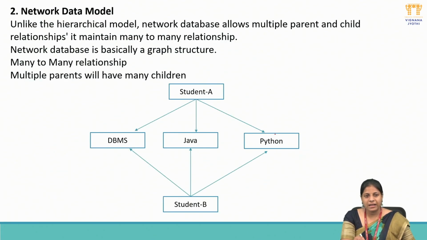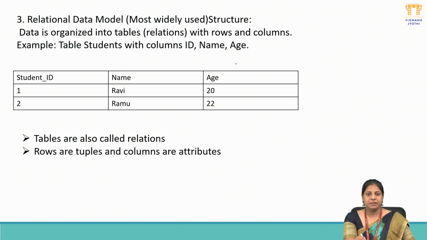Next one is the network data model. Unlike the hierarchical model, network database allows multiple parents and multiple children. It maintains many-to-many relationship. Multiple parents will have many children.